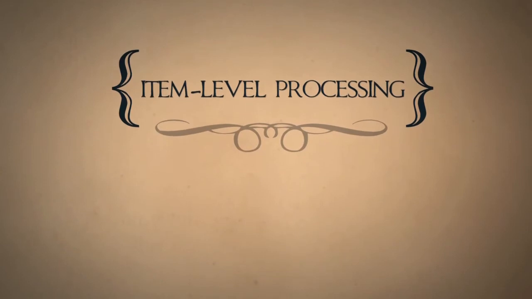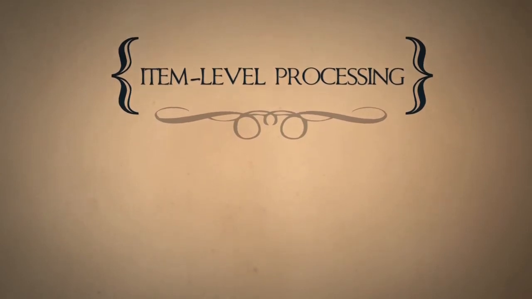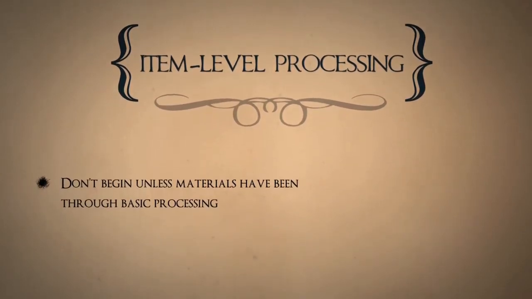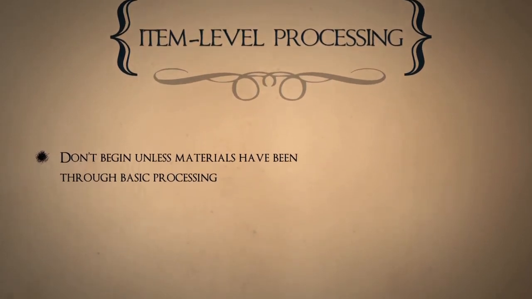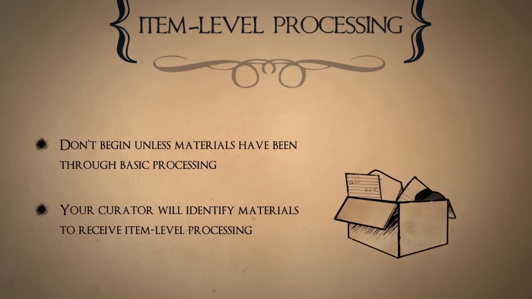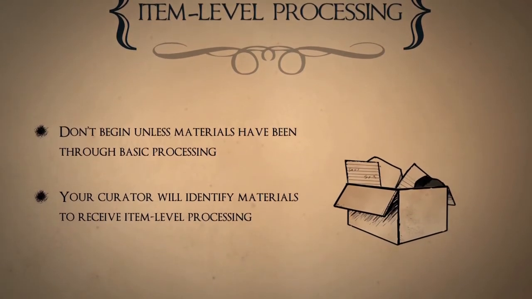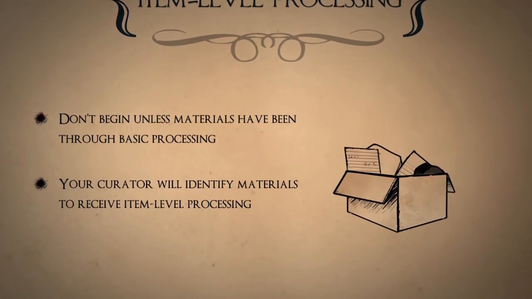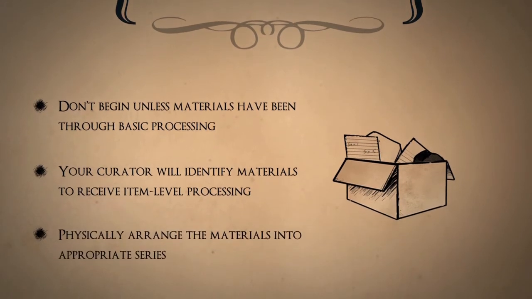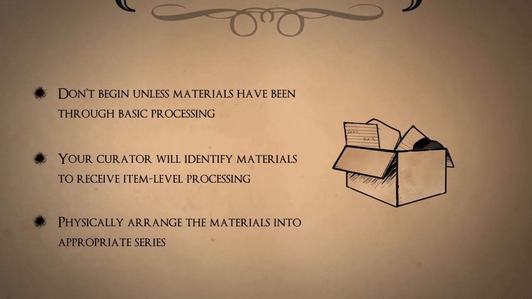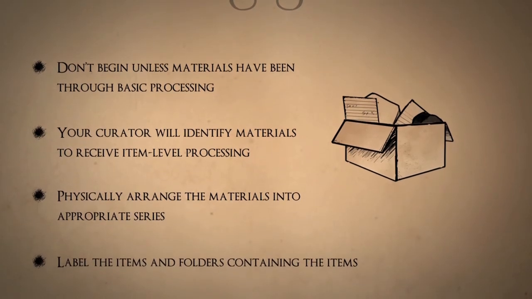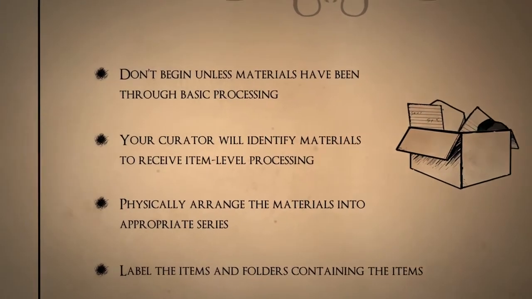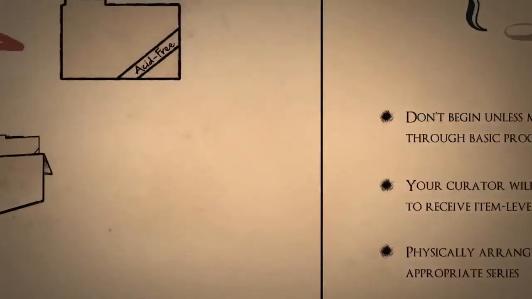Item-level processing involves following these guidelines. Do not begin item-level processing unless the materials have been through basic processing. Your curator will identify materials to receive item-level processing and notify you using Process Maker. Physically arrange the materials into appropriate series if necessary. Label the items and folders containing the items. The following rules should be followed when processing materials at the item level.